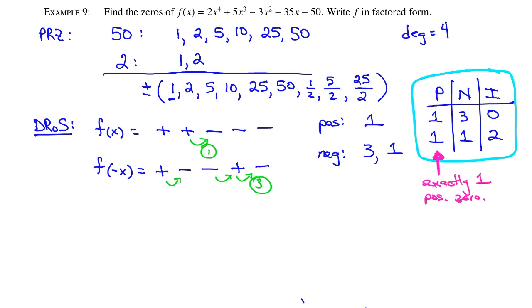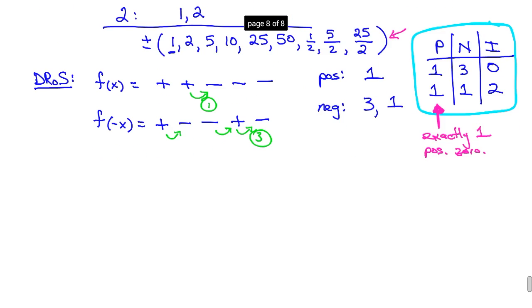So we can start looking for it, and further, once we find it, then we no longer have to check for any more positive numbers from the PRZ, because there is only 1 positive. Once we find it, that's it. So that's going to be a helpful tool in searching for the zeros.